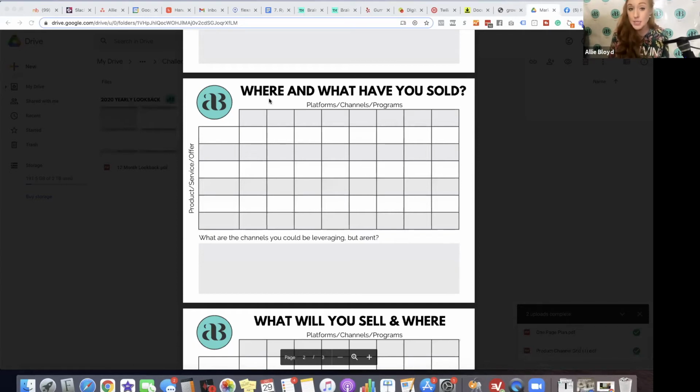So same concept as before. On the left, we're writing down those products and services that we have to offer. So I've already got mine written down. I've got Local Marketing Mastery and Local Agency Accelerator. I've got my setup packages. I've got my consulting. I've got my agency services. And I've got my courses.